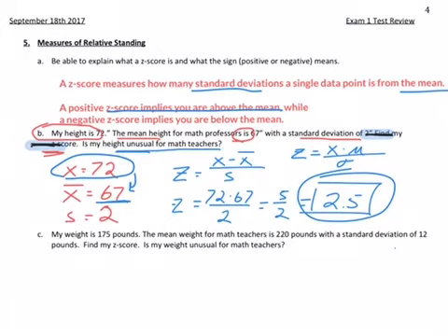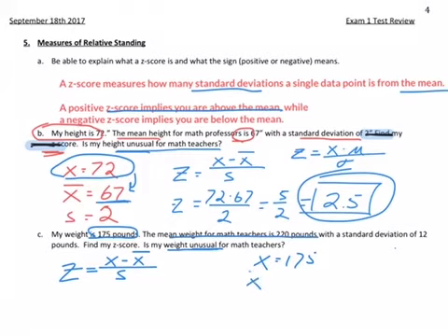Now, continuing on to the next example, it's a similar idea. I want to know, is my weight unusual for math teachers? Whenever I'm trying to find if something's unusual, I'm going to find a z-score. So, reminding myself, the z-score is calculated by the data point minus the mean all over the standard deviation. In this case, I've got a sample of 175. The mean weight is 220. And I've got a standard deviation of 12. Substituting in what I know, 175 minus 220 all over 12.